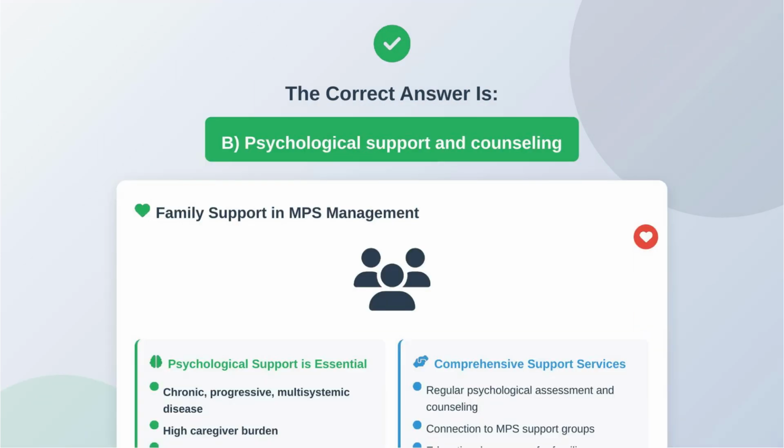Psychological support and counseling are most important in the long-term management of families affected by MPS. The chronic, progressive, and multisystemic nature of these disorders creates significant caregiver burden and impacts family dynamics. Comprehensive support should include regular psychological assessment and counseling, connection to MPS support groups, educational resources, respite care options, and school liaison services. While financial planning, home healthcare equipment, and dietary management are important, the psychological well-being of patients and families is fundamental to quality of life.